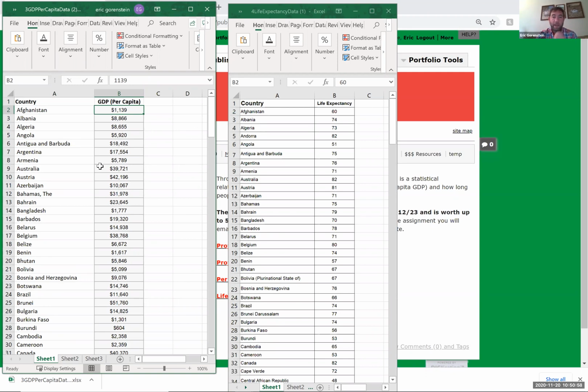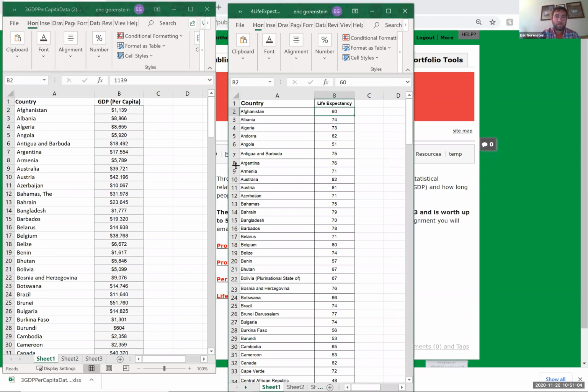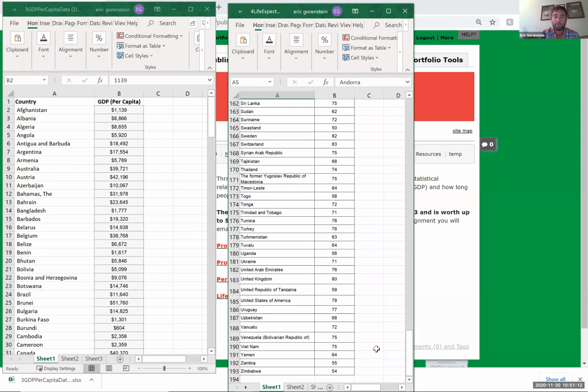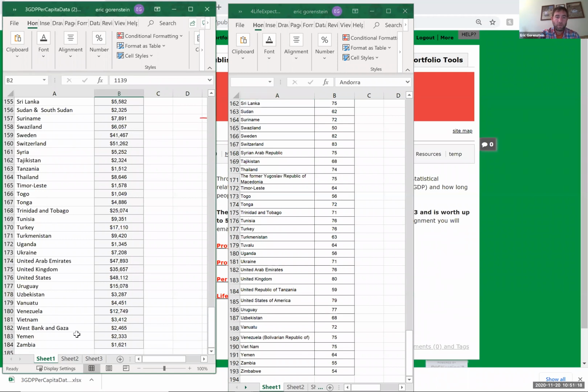Algeria. Okay, now look at the list on the right. You see a problem here. Well, first let me go down to the bottom, and then we'll come back up and talk about the problem and what you have to do with it. On the left, the per capita GDP data file has only 184 countries. The one on the right, the life expectancy, has 193. Now, there are going to be some countries on one list that are not on the other, and vice versa.